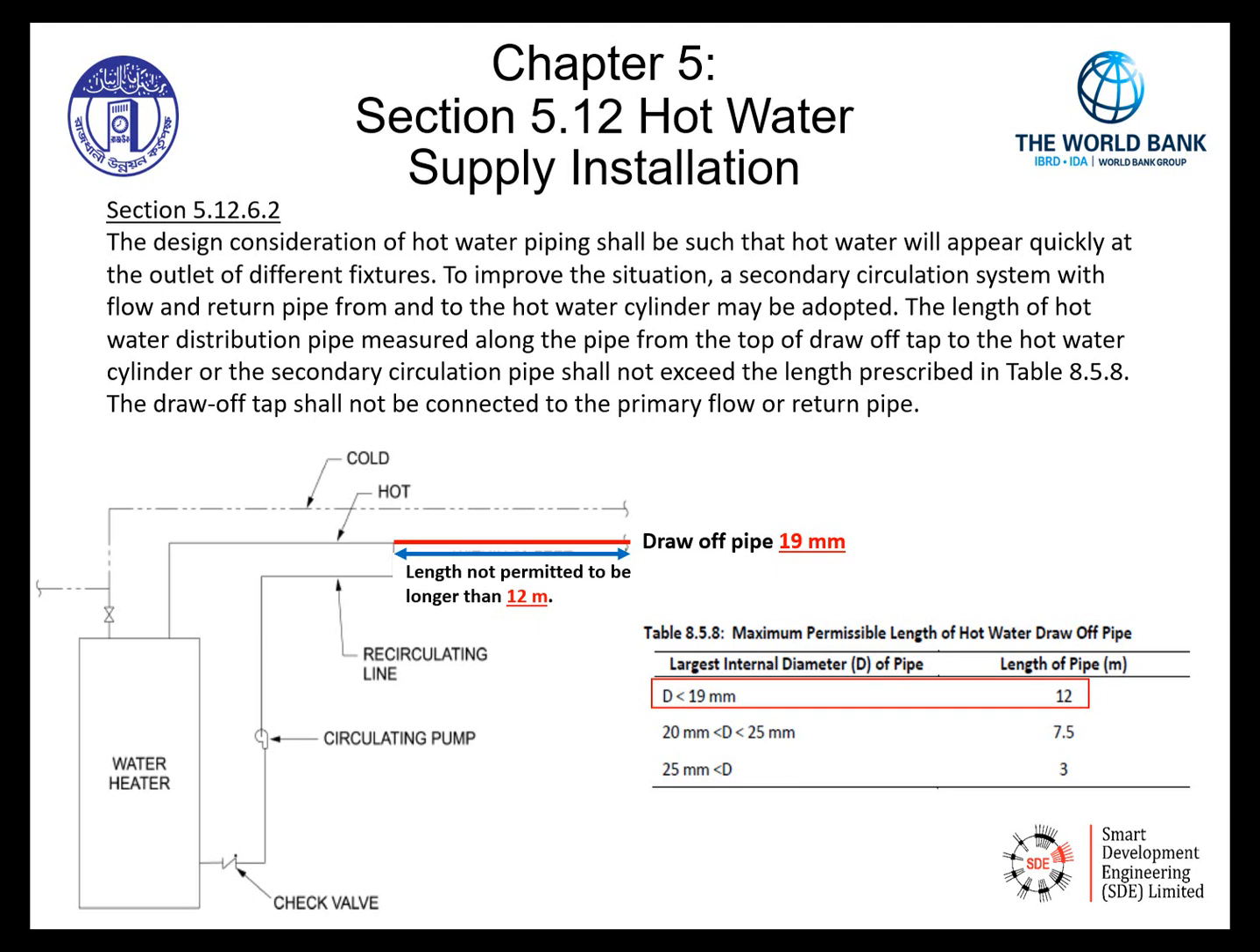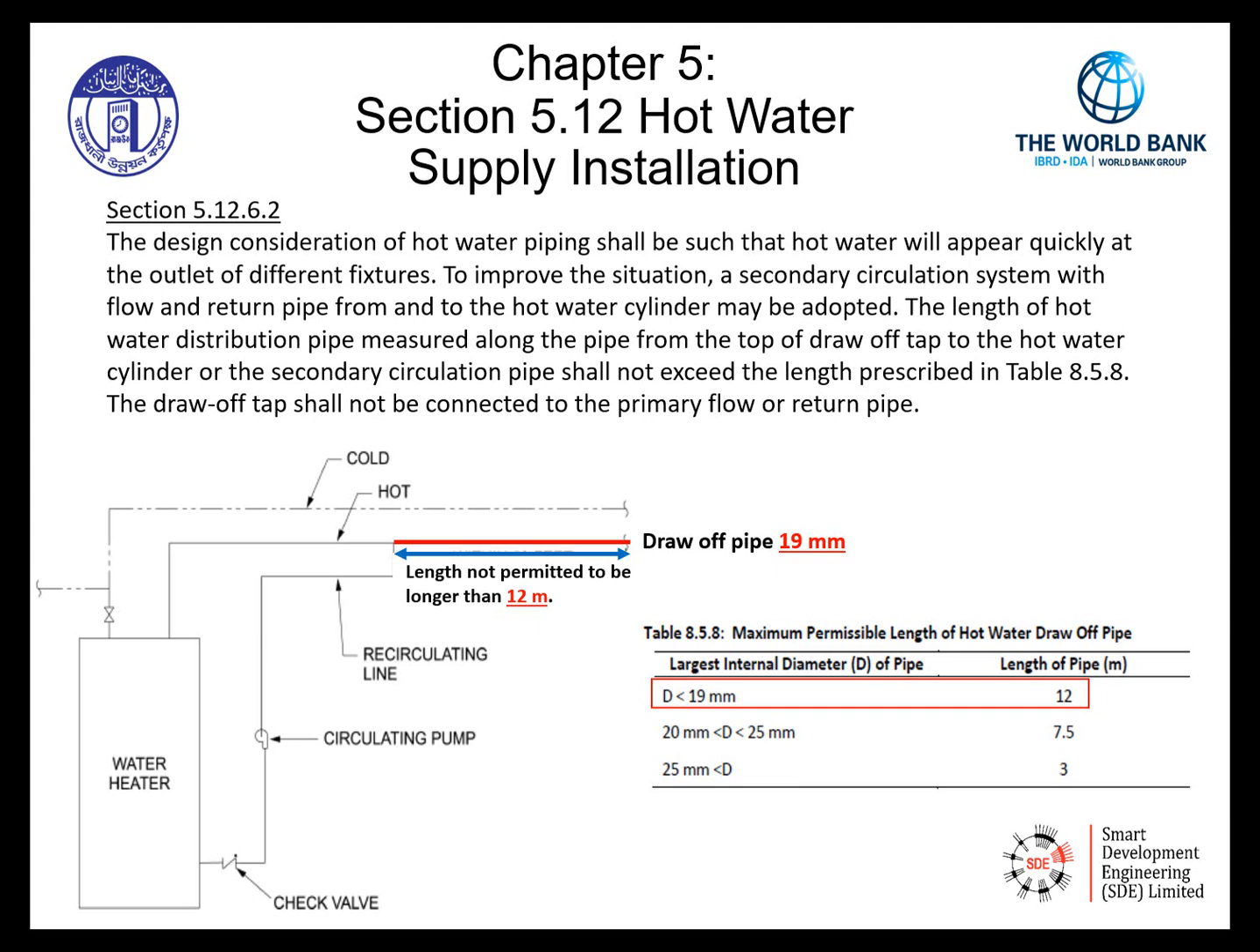As seen in the drawing below, we have a draw-off pipe diameter of 19 millimeters. Our length is not permitted to be longer than 12 meters, as indicated in the table below. The table is titled Maximum Permissible Length of Hot Water Draw-Off Pipe.